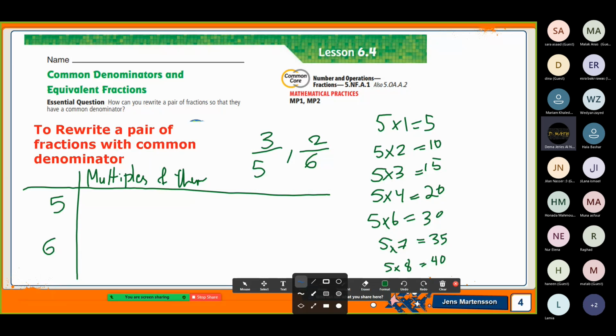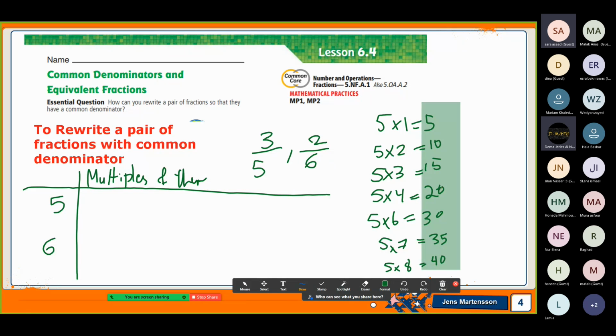Now, the second step, you will take the products of them. Which are they? 5, 10, 15, 20, 30. No, there's something wrong. There's 5 times 5 here. I forgot it. Okay.